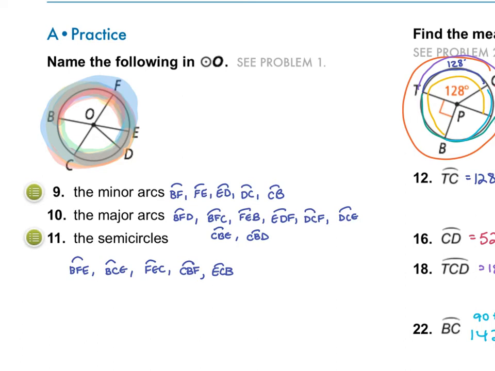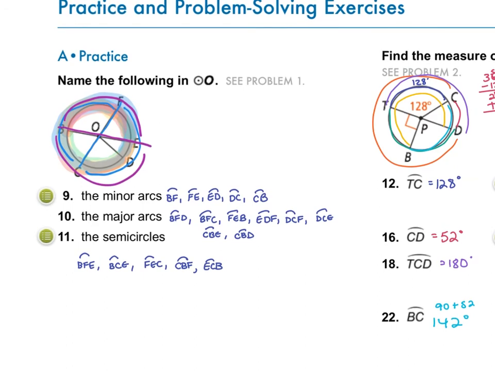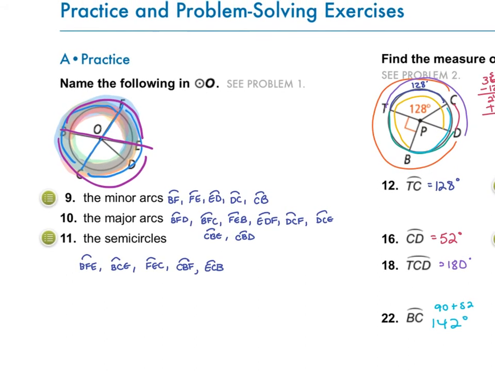And then your semicircles were all the half circles. So because this could be a diameter, then this would be one semicircle, this would be one semicircle. This could also be a diameter, so then this is one semicircle, and this is one semicircle. So there's actually different options there. And you can name them differently, so just be really careful. Again, as long as you can give me one of these options, you're good. Any questions on those?